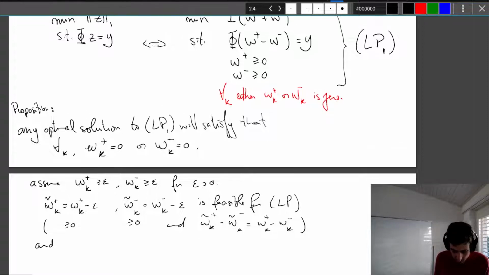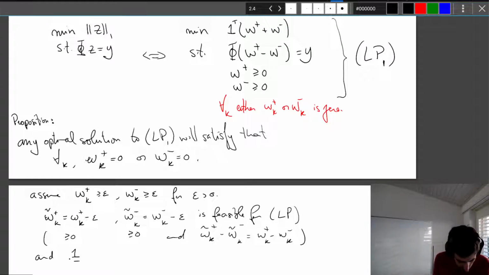And the objective got smaller, right? Because what is this now? 1 transpose W_k minus plus W, sorry. W tilde is the same thing for the other variables. Maybe I should make this a bit more precise. For other j's, it's just the same thing, for j not k. So the difference between the vectors is the same. They're still non-negative, so of course this is all satisfied.